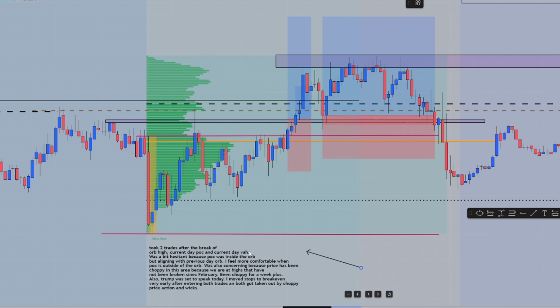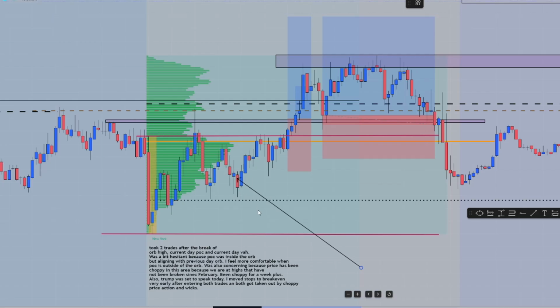So I took two trades after the break of ORB high, current day POC and current day value area high. What I'm saying here is when I placed these trades, it was above the break of the ORB high, above the current day point of control, and above the current day value area high. And let me show you something on my charts. If you see these dotted lines here, that's value area low, and the dash lines, that's value area high, and then the brown lines, that's actually composite value area high. The composite value area high is what I use when I'm drawing my volume profile from the higher time frame, or the highest swing high.